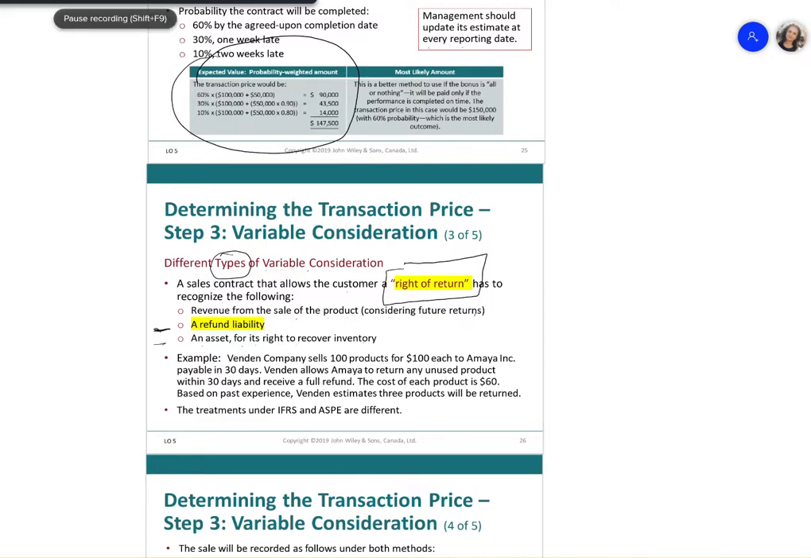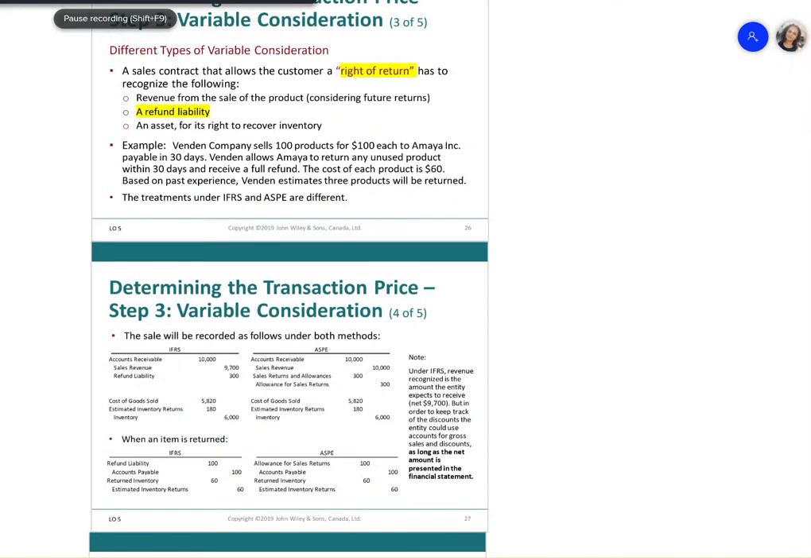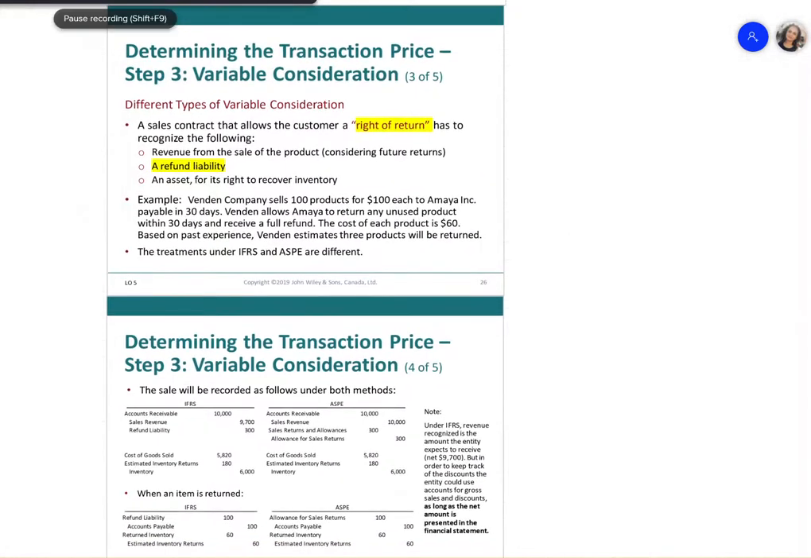So if in the contract there's a right to return clause, put it in there. How do we do our entries at the time you sell this product? So how do you do it at the time you sell the products? This example is going to take us to the next example, when the right to return clause is put in as a type of our variable consideration.